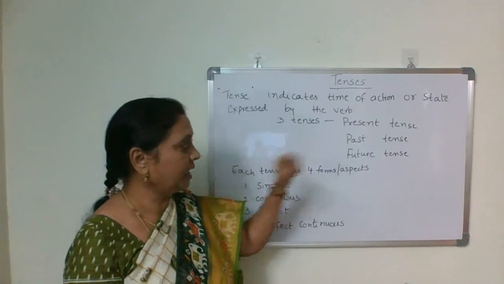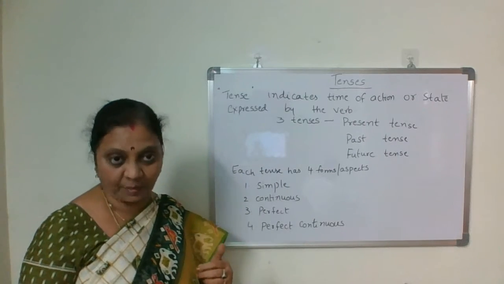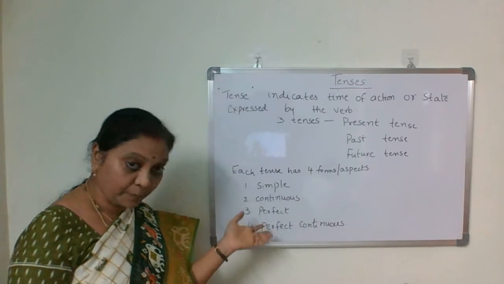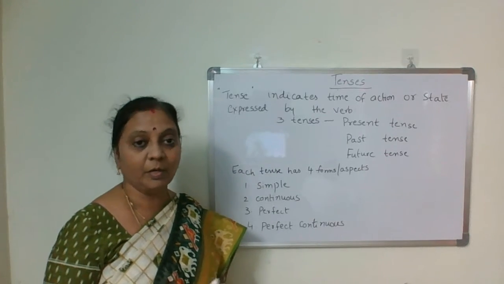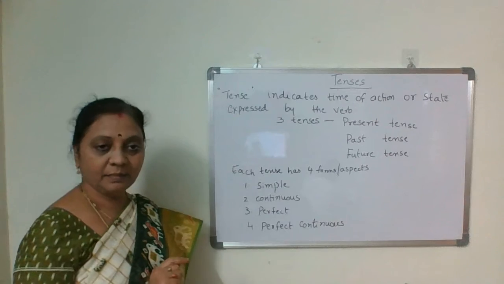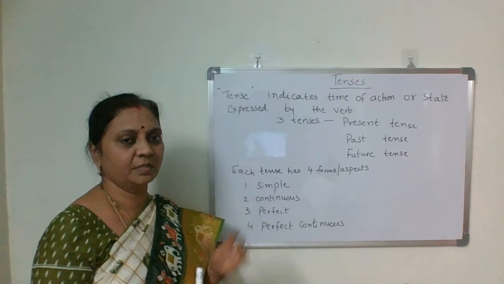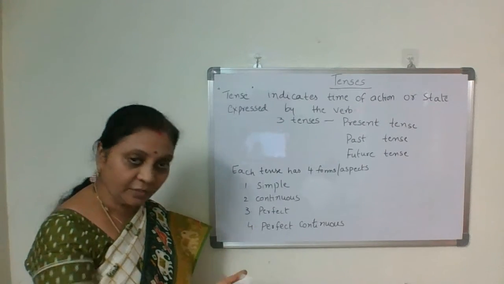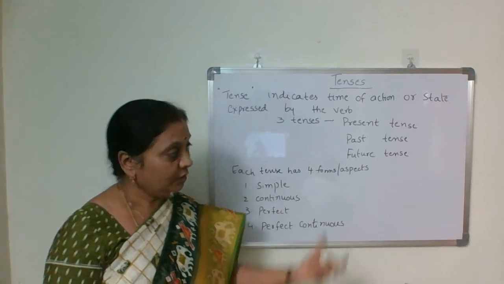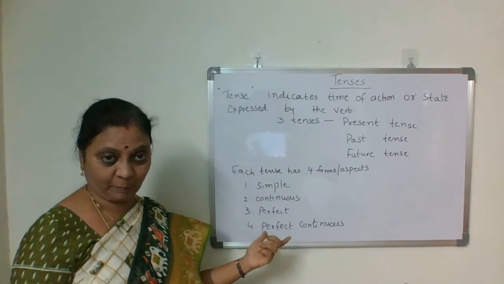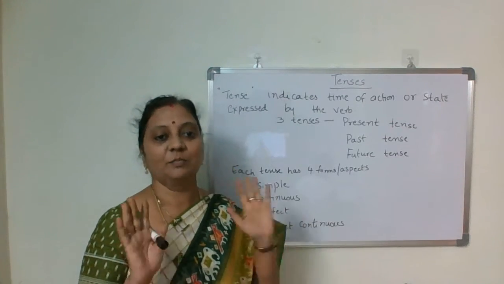Again, in these tenses, each tense has four forms, or four aspects, or four subtenses, as they also call them. Okay, four forms. What are those? Simple, continuous, perfect and perfect continuous. So three tenses, four aspects. 3 into 4, so in total we have 12 tenses.